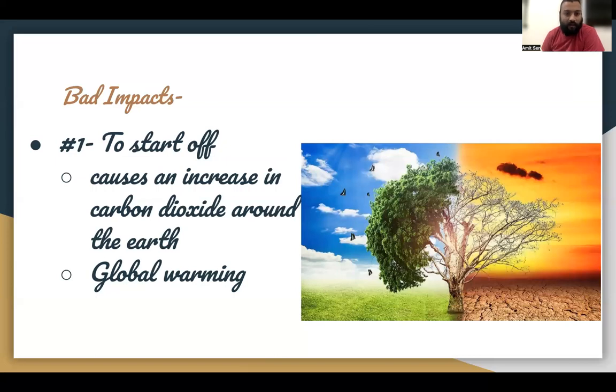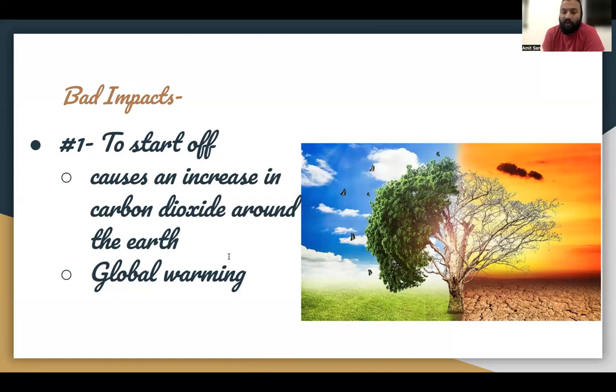So, number one that you can think of is it causes an increase in the temperature of Earth, or causes an increase in carbon dioxide around the Earth, basically from a high level. So what happens is whenever you're cutting down trees, we know that in the respiration system, we take oxygen in and we breathe CO2 out. But plants, on the other hand, during the process of photosynthesis, they take the carbon dioxide to breathe in, and they provide oxygen so we can live.